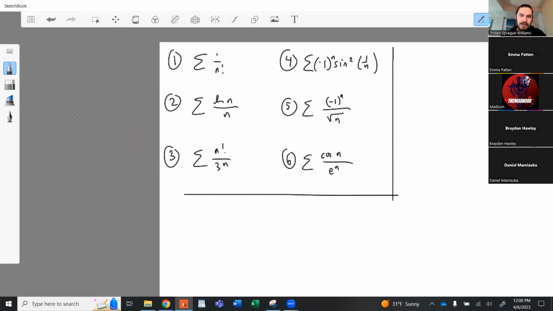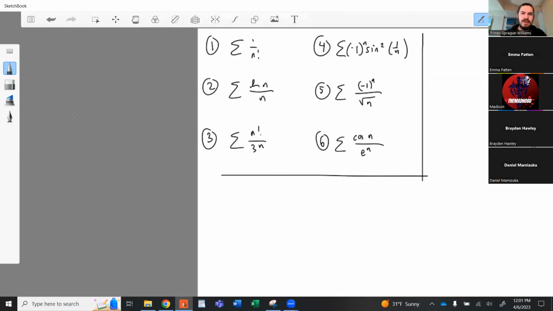Now, I will say I'm not going to bother going into the actual partial sums and looking at the sequence of partial sums for any of these. Today, I want to focus on applying the convergence tests for these things. So let's start with number 1. It's always good to do the divergence test. Does 1 over n factorial go to 0?